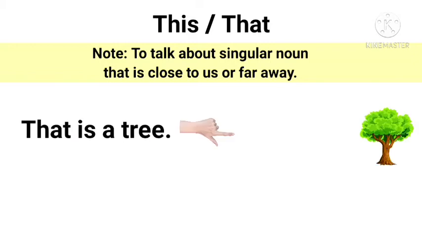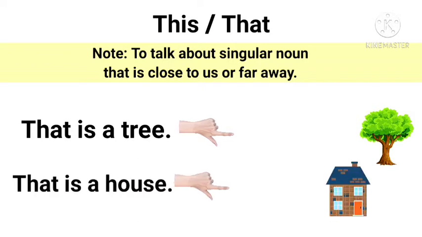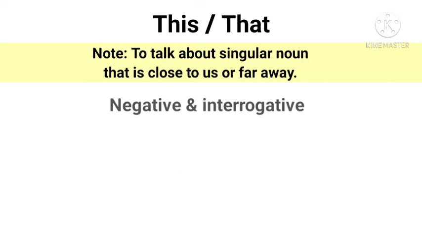Let's do more examples. That is a tree. That tree is far away. That's why we use that, because tree is a singular noun. Example number 2. That is a house. That house is far away. It's not near. That is a house.